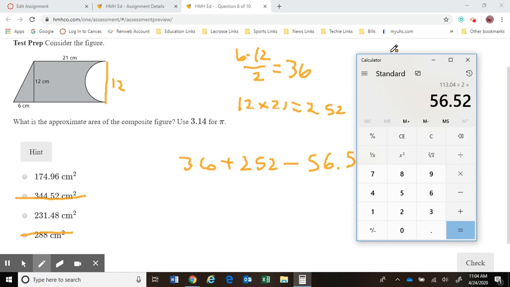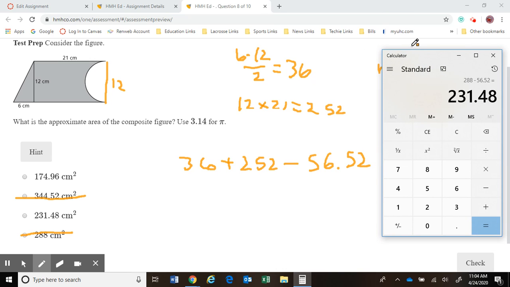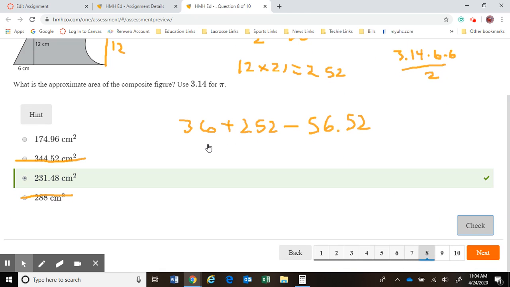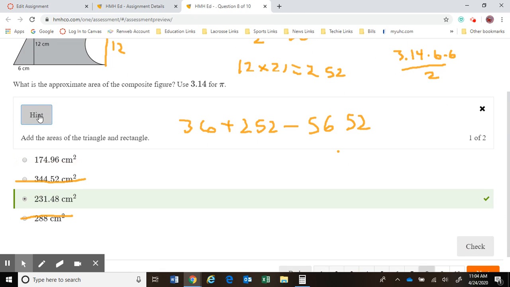So remember, originally we got 288, so 288 minus 56.52, and there's your answer right there. Okay. Again, that's nice about multiple choice tests. You can always eliminate the wrong answers by working the problem through. Okay, check it. Of course, you can look at the hints: add the areas, rectangle, and subtract out the semicircle.